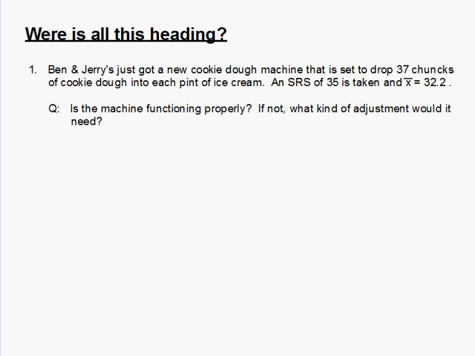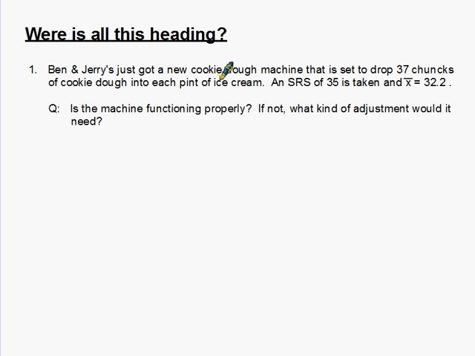Now, what's going to be important is, where is all this heading? Because it's going to get a little bit more complicated. And in what ways? Well, let's think about this question. Ben & Jerry's just got a new cookie dough machine that is set to drop 37 chunks, just like the center of our distribution that we made. That seems to be the goal. All right, so 37 chunks of cookie dough into each pint of ice cream.